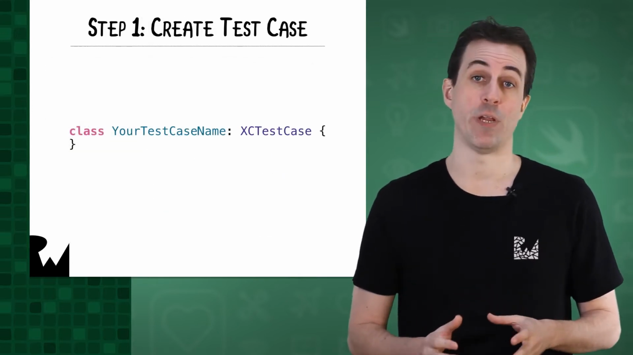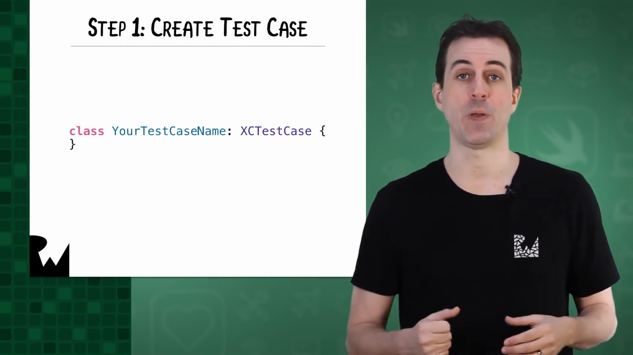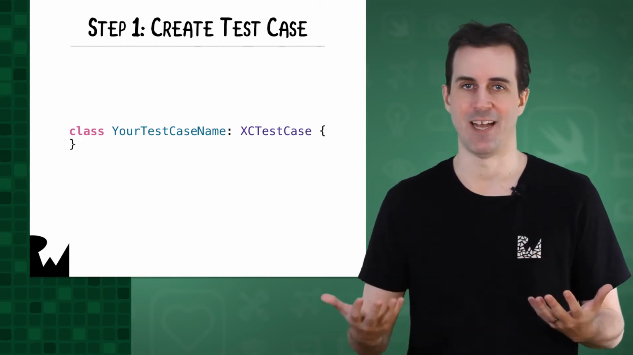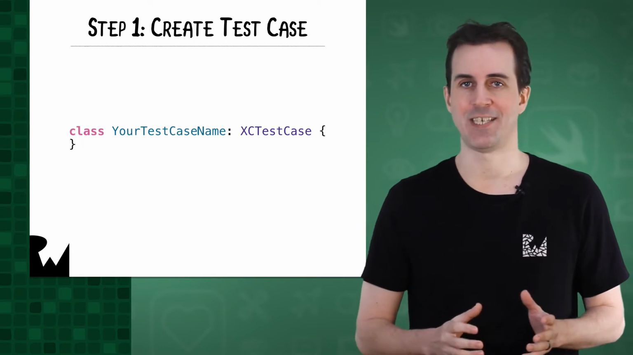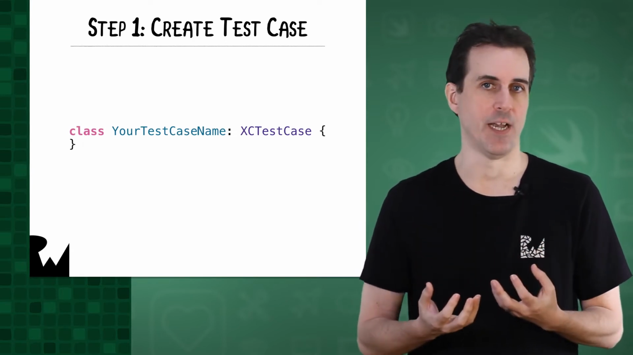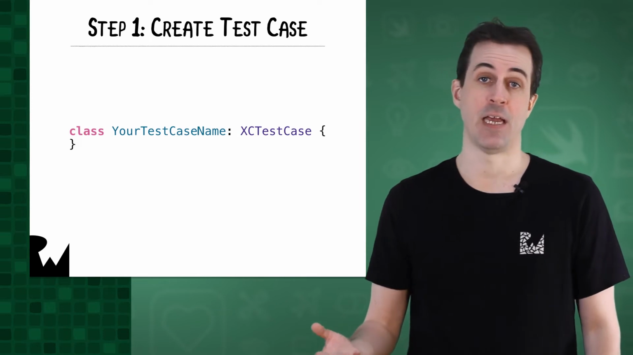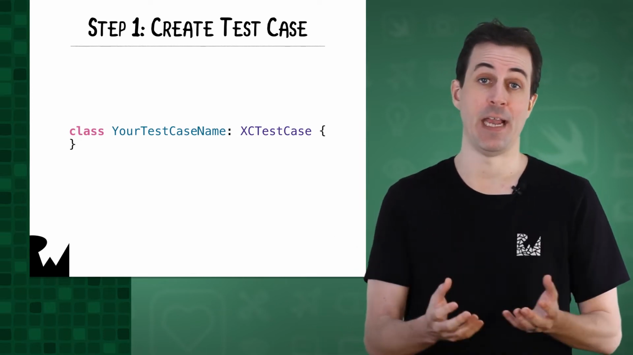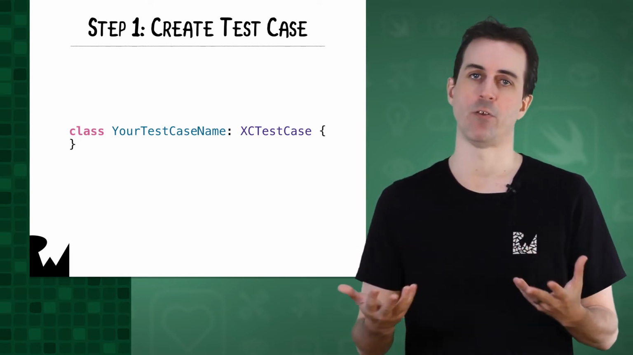The way it works is you create one or more test cases, which you can think of as a group of related tests. It's usually good to create one test case for each chunk of your app you want to test. For example, Bullseye is just going to have one chunk we want to test, the game data model. So we'll create a single test case.